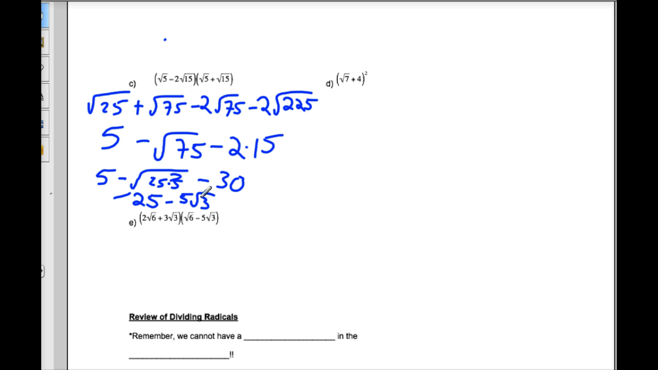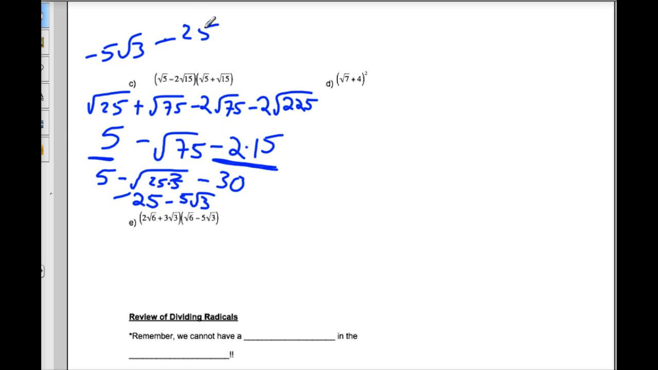Where did the negative 25 come from? 5 minus 5 minus 30. And then you always put your rational number part first. So negative 25 minus 5 radical 3. How'd you get negative 30? How'd you get 2 times 15?